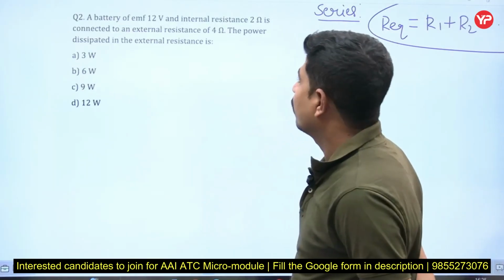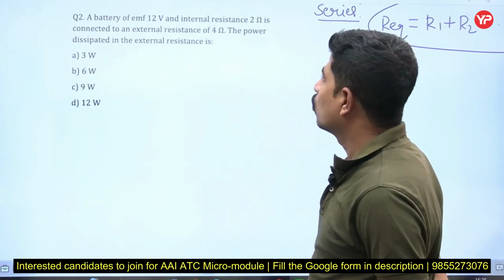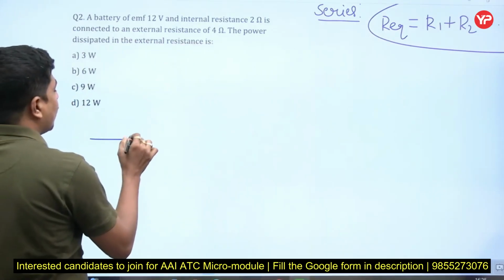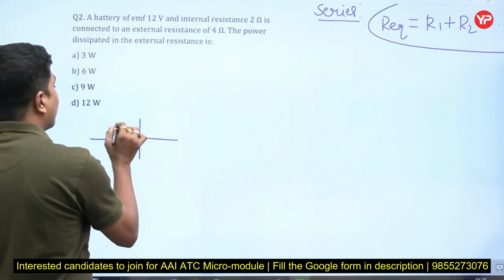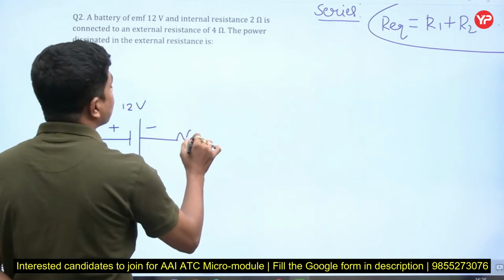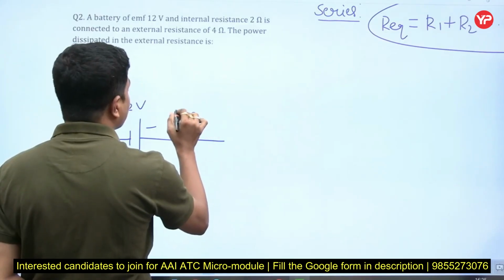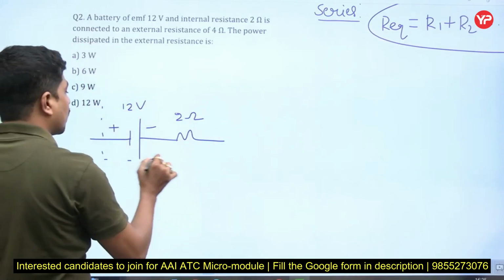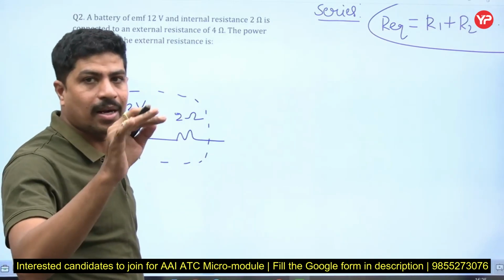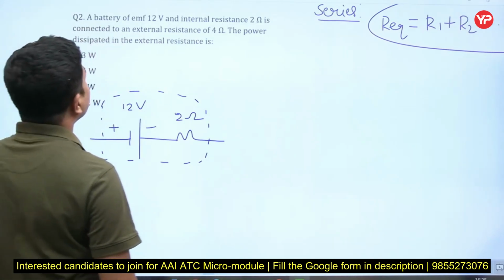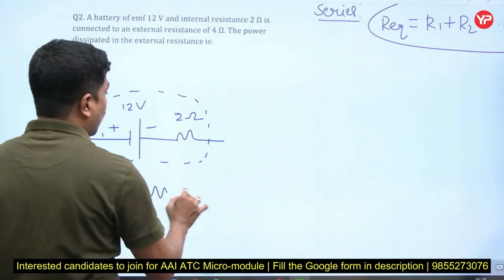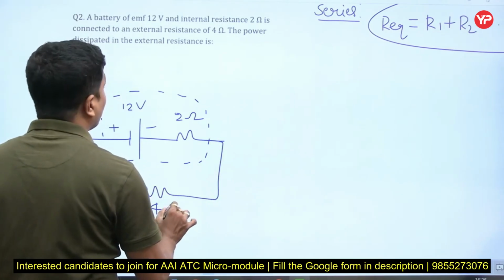Now, a battery of EMF 12 volts and internal resistance 2 ohms is connected to an external resistance of 4 ohms. He is saying that he is having a battery of 12 volts. Voltage of the battery is 12 volts, and it is having internal resistance of 2 ohms. This total is a battery, and this 2 ohms is the internal resistance of the battery. And it is connected to an external resistance of 4 ohms.